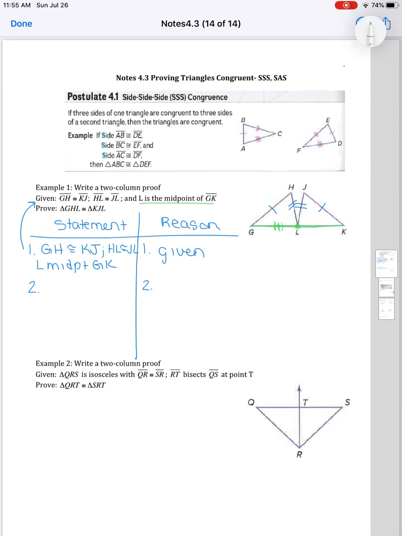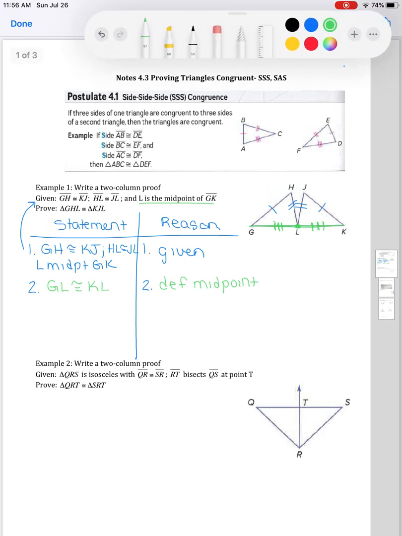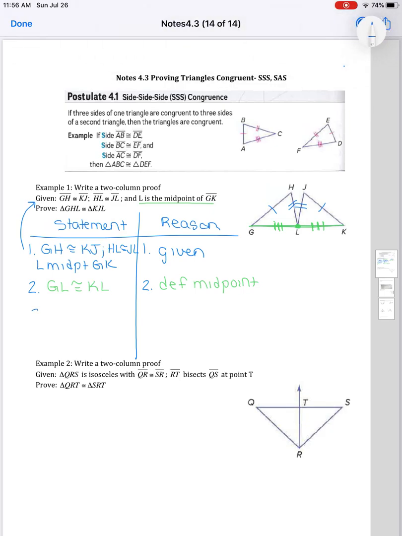So we have two congruent statements. So it says GH and KJ are congruent, and HL and JL are congruent. So in order to prove triangles congruent, we've got to see if we can get another side in there. So the other bit of information that was written in the given is telling us that L is the midpoint of JK. Well, if L is the midpoint of JK, what that means is that L is in the middle. So that means it splits it into two equal parts.